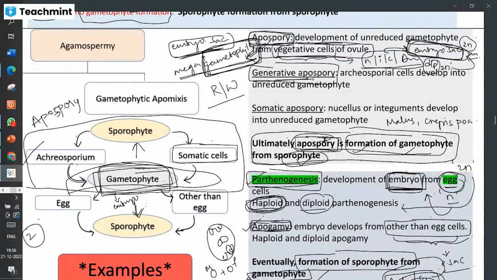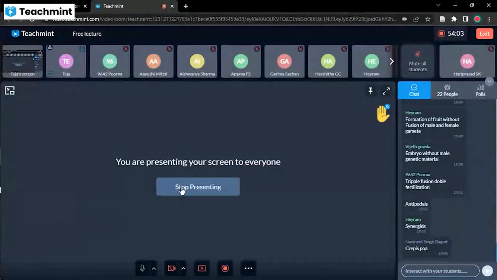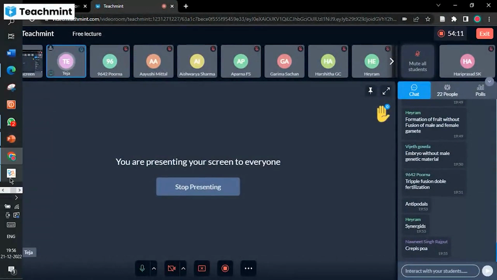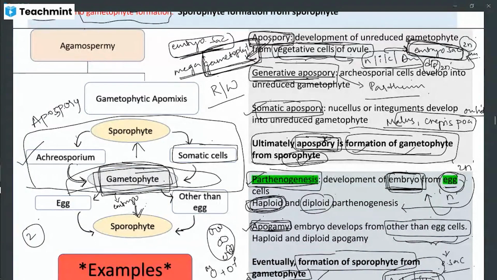And in case of generative apospory, can anyone add what the examples are? Common examples are the most important thing; there will be many direct questions. So the example for generative apospory is the weed Parthenium. Please do remember, generative apospory is seen in Parthenium, and in Malus, Crepis, Poa and orchids, somatic apospory is generally observed.